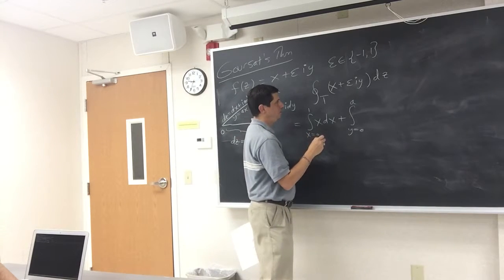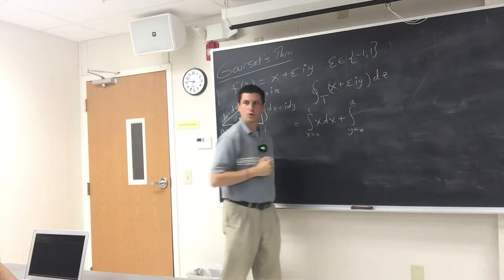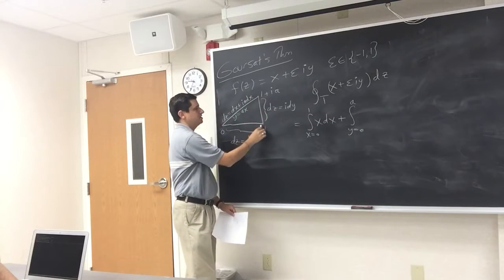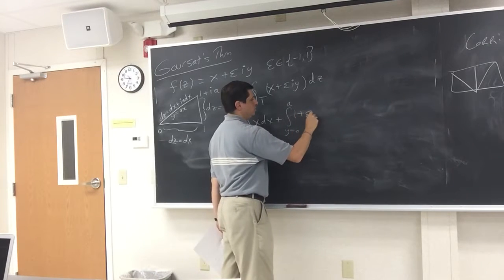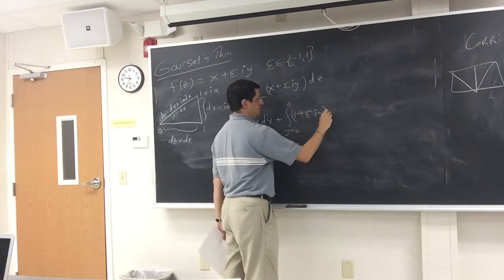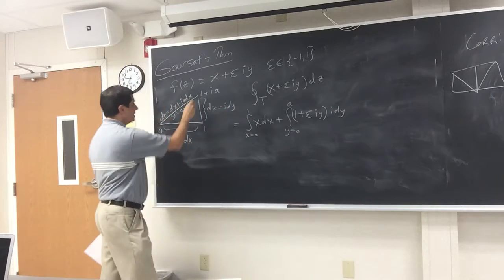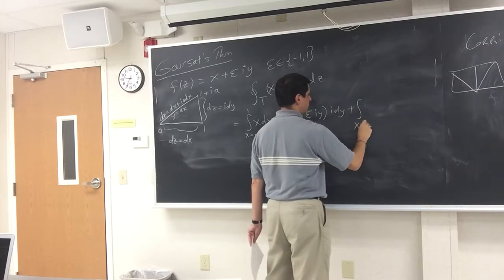What am I integrating? What does x plus epsilon iy look like along this vertical line segment? 1. Excellent. It's 1 plus epsilon iy times i dy. And in the last piece over here, I now integrate x goes from what to what?